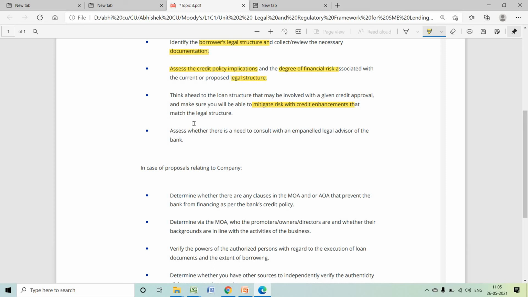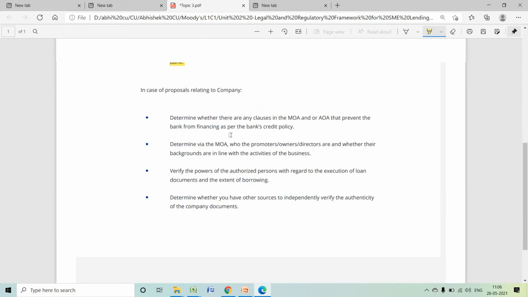So whenever you find the probable risk, try to mitigate the risk. Try to find out measures for how you can mitigate it. Now assess whether there is a need to consult with an empaneled legal advisor of the bank. So always try to consult. If you don't know about the legal ramifications, consult with the empaneled legal advisor of the bank. Every bank has legal advisors, you can consult them.